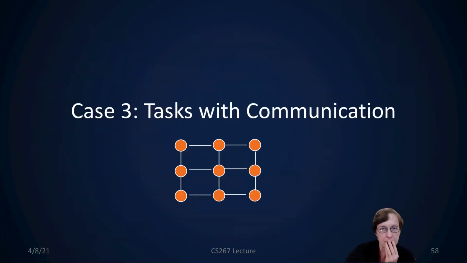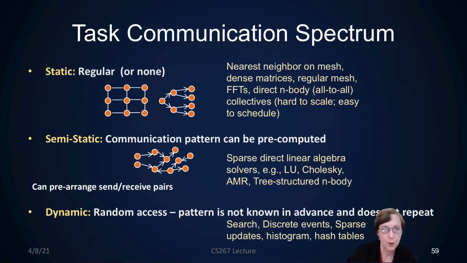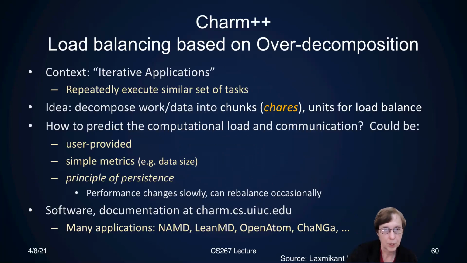I think the last thing I just want to mention is about tasks with communication. As I said, if you know what the communication graph looks like and you know what the tasks are, you can actually run some kind of a graph partitioning algorithm on them. But in the general case, you're going to have to do something much more dynamic. So I'll just mention a system called Charm++, which is used for load balancing these kinds of computations.